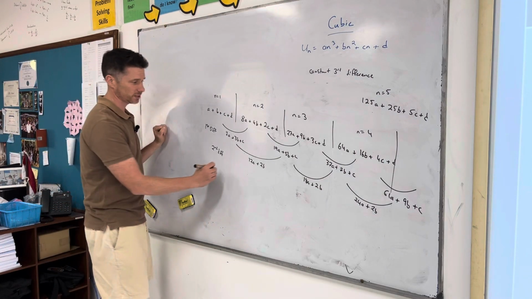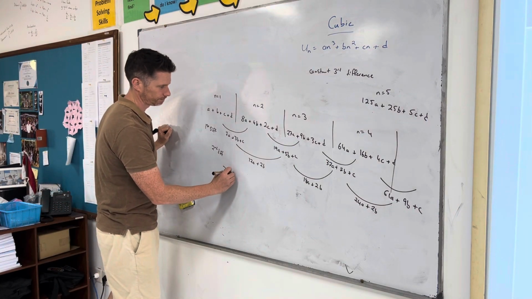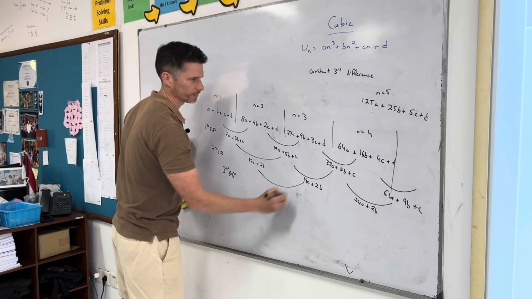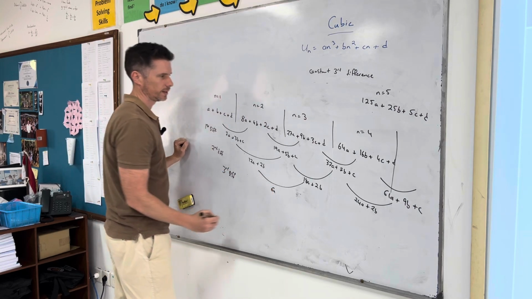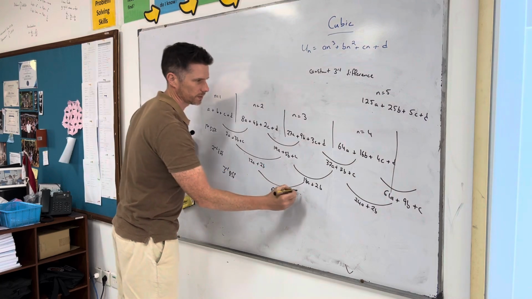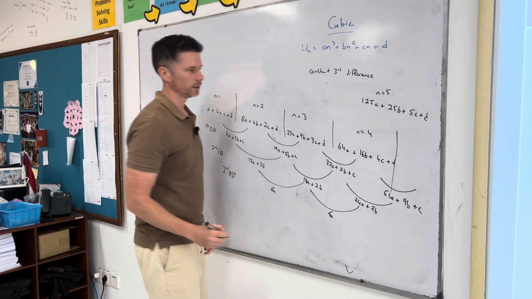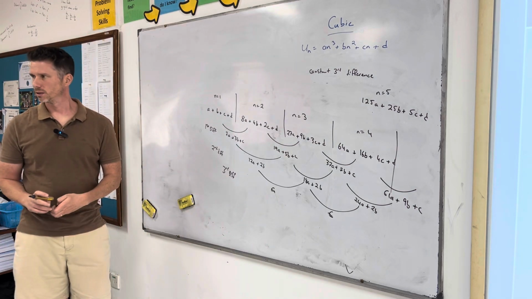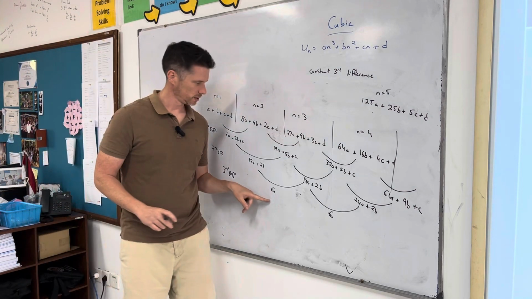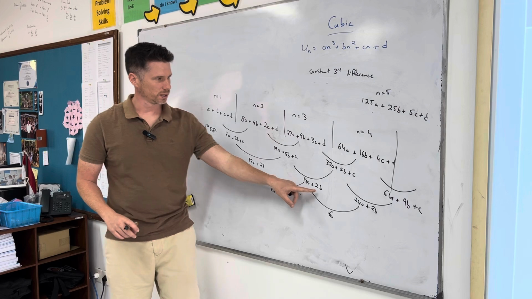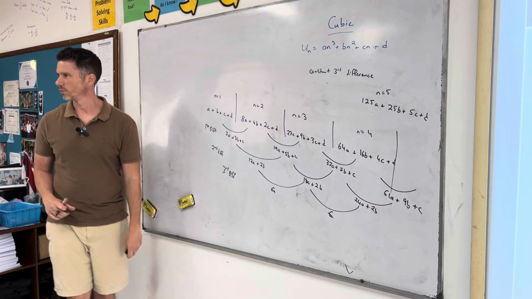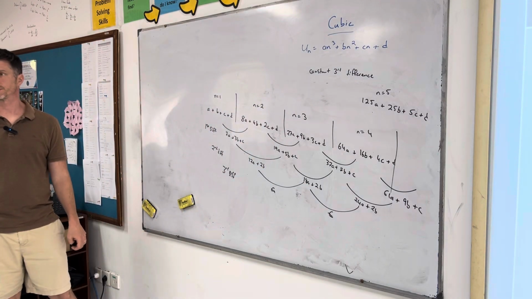The third difference? 6A. Yeah, no B's. 6A. And it would be 6A again. Constant. It's the same thing. This one's 6A more, and this one's 6A more. 18 up to 24 is 6A more. We found a constant difference.